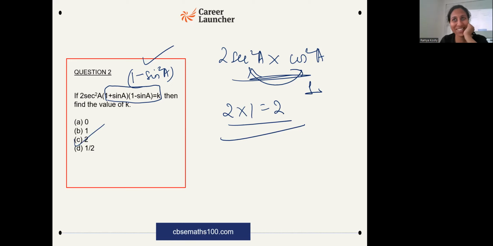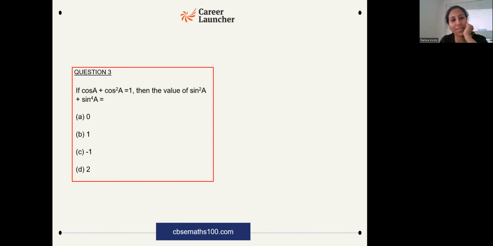Okay. This one, I think the answer would be memorized for many of you. Do you know the answer without solving? Cos A plus cos square A is equal to 1. What is the value of sine square A plus sine A to the power 4? Those of you who have practiced this chapter well would know this answer without solving, because it's a very common question. The answer should be 1. What's the logic?